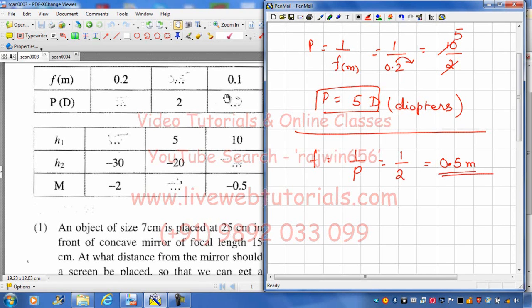The third part. Okay, here the focal length is 0.1 meters. Power we are supposed to find, which is going to be 1 upon focal length in meters. This is going to become 1 upon 0.1. Again here also you can shift the decimal. So this is going to become 10 divided by 1, which is going to become 10 diopters.